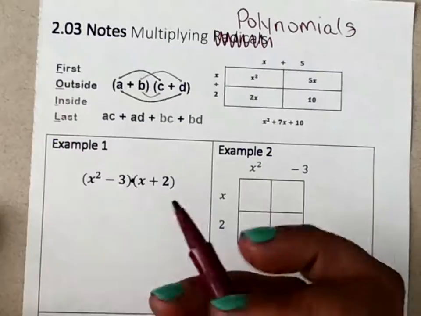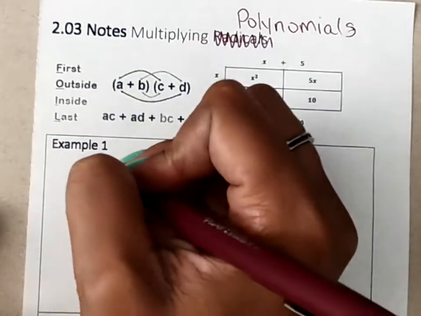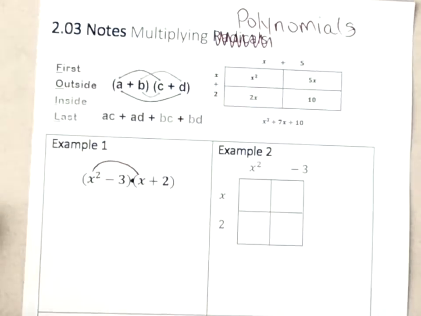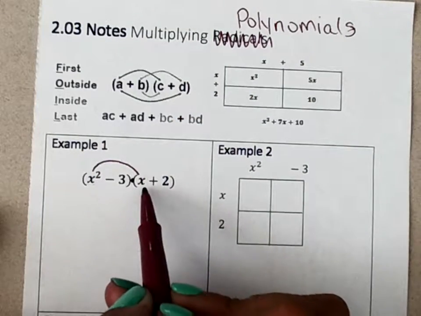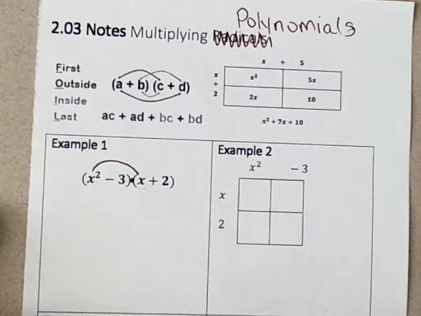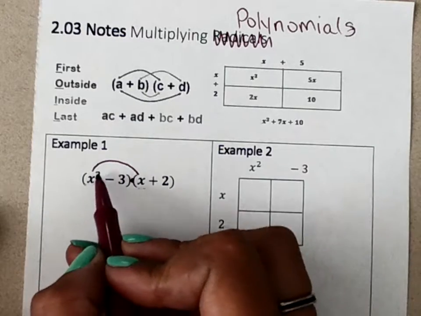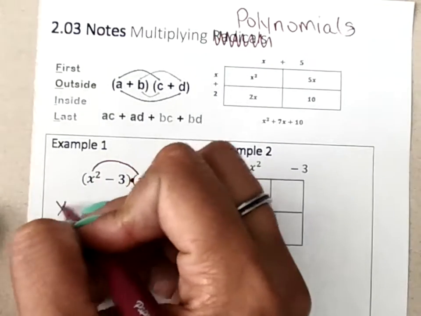F-O-I-L. F stands for first. This means you're going to multiply the first term in each polynomial. X squared is the first term and x is the first term. I know that x squared times x is x to the third.